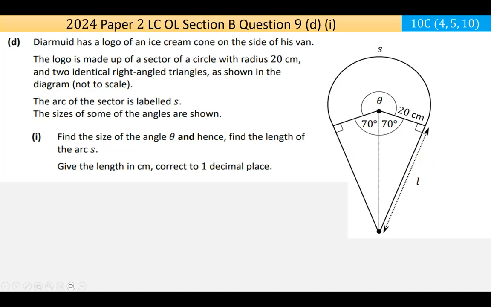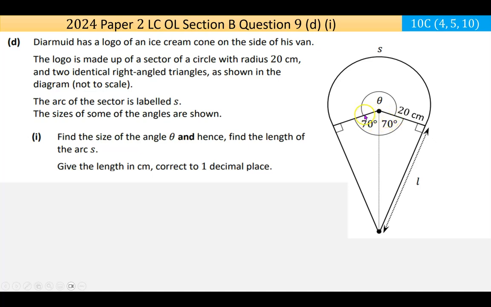Now part D, we kind of move away from that probability stuff into trigonometry as such. It says Diarmuid has a logo of an ice cream cone on the side of his van. The logo is made up of a sector of a circle with radius 20. So you see there's a circle here, it's kind of cut off. That radius is 20, so it's 20 here, and 20 everywhere. We've lost a bit of it, and that is given by this 70 and 70, which is 140.